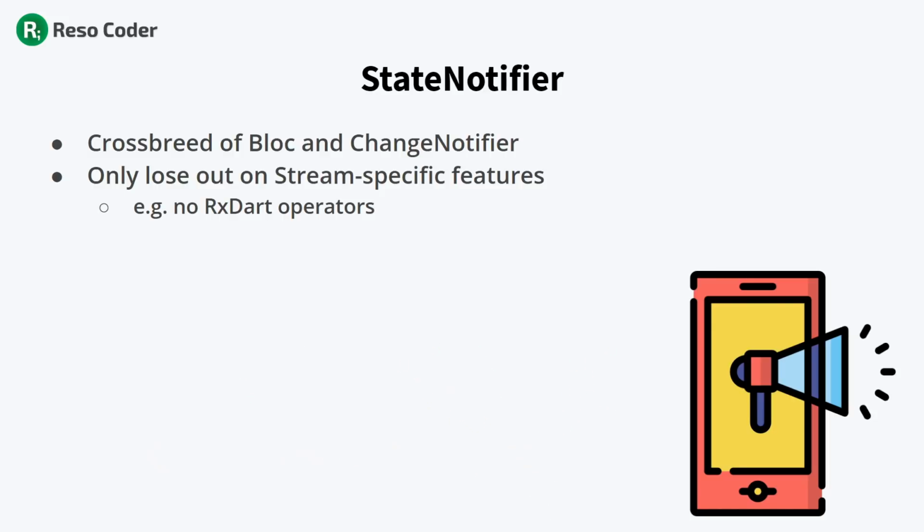Much like with the Bloc, StateNotifier also has only a single way to communicate data back to the UI, and that's the state field, whereas Bloc has a single stream of states.